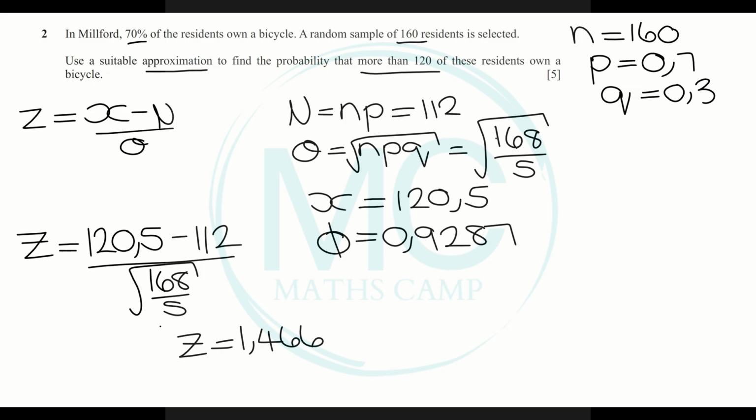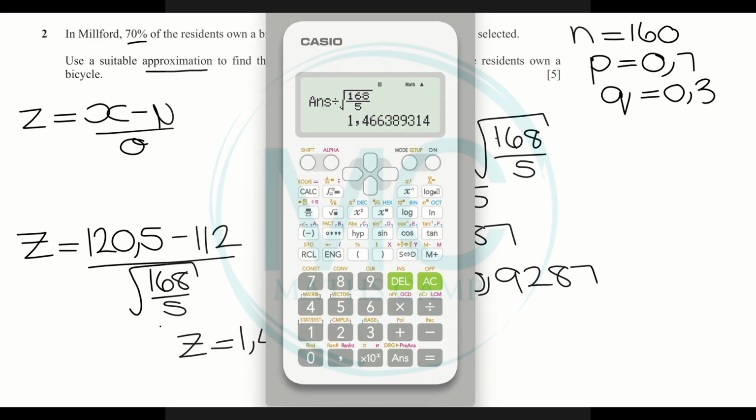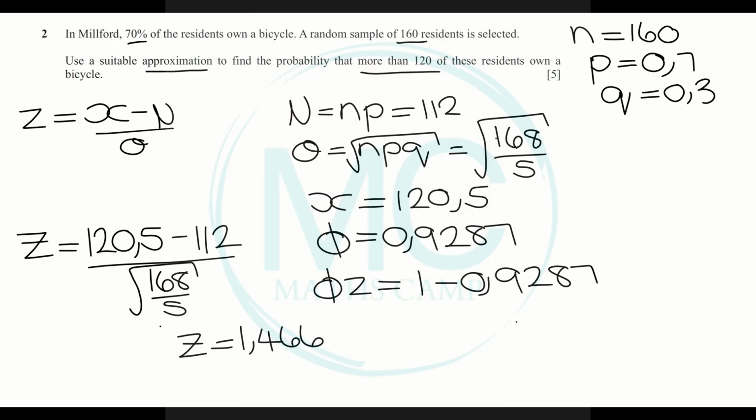So let's go back to our answer, and I can say the probability is equal to 0.9287. But remember, when working with normal distribution, the probability you get from your table is always the probability that x is smaller than a value, but we want the probability that it is greater. So to find our final answer, we say 1 minus 0.9287. Take my calculator. 1 minus 0.9287 is equal to 0.0713.